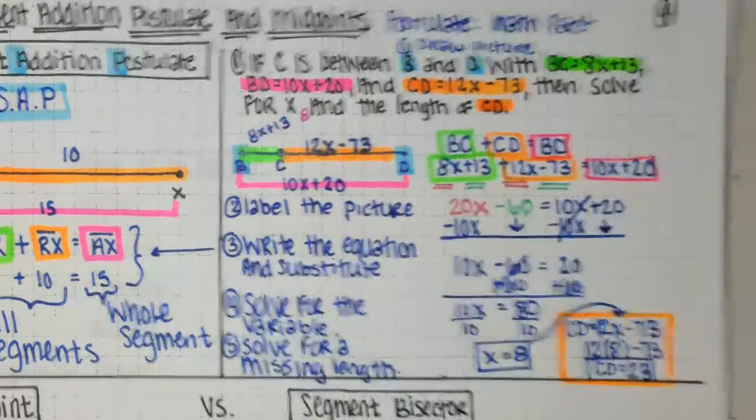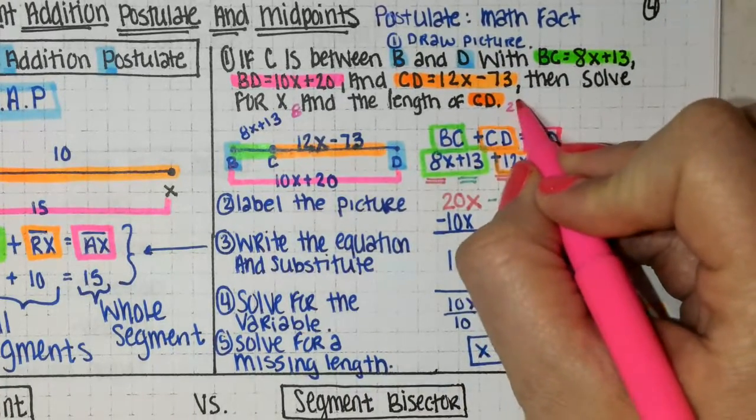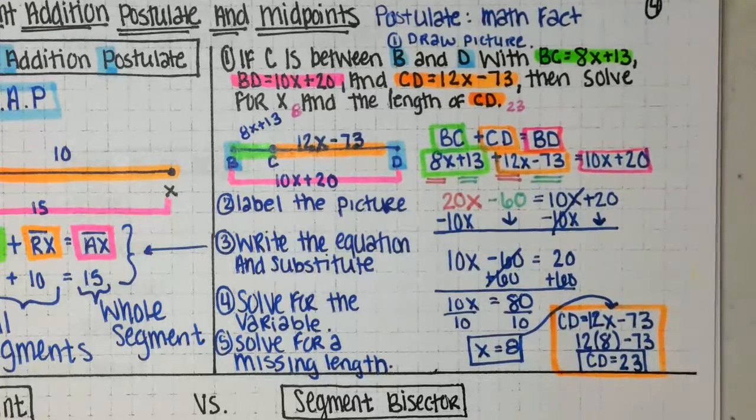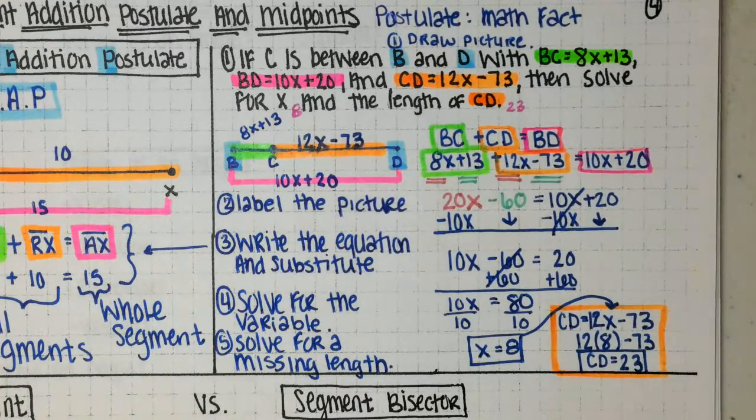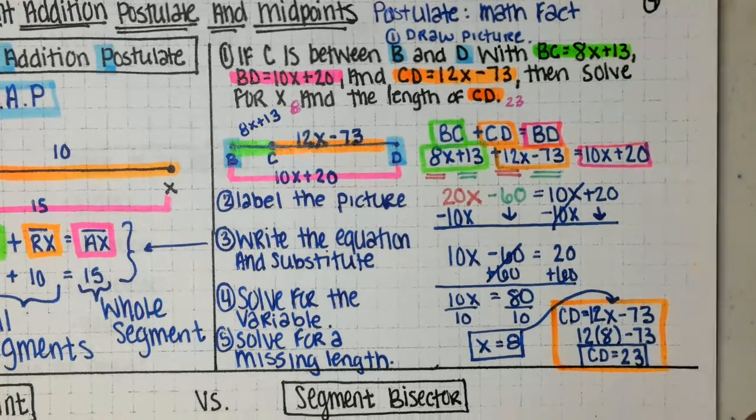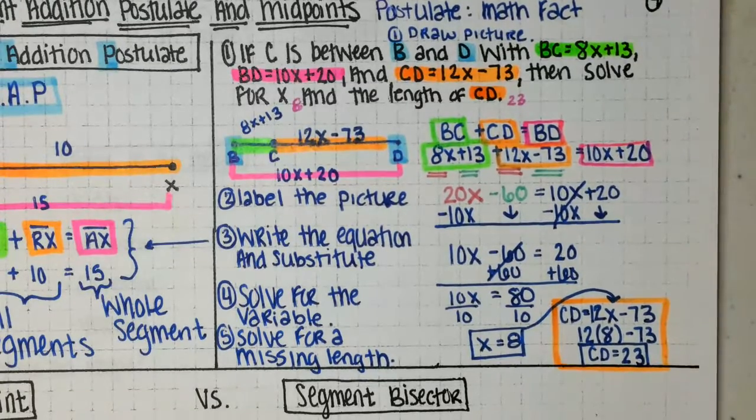Then it asks you to solve for CD, and we did. That value is 23. What I like to do is write that underneath in my problem so I know I'm solving for everything I need to. That's the trickiest part in geometry, is missing that final step. All right, in the next part, we're going to do midpoint and segment bisector.